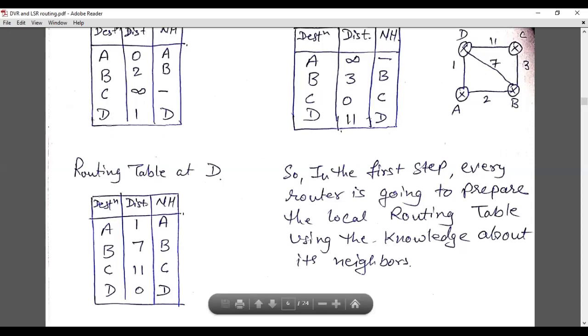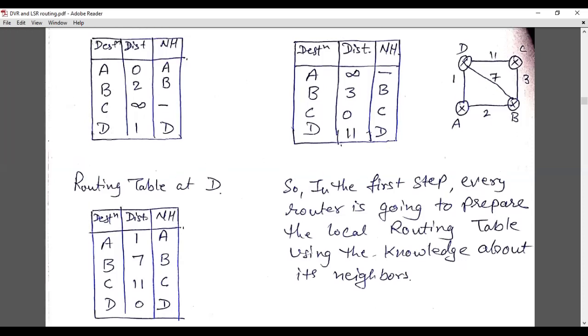And for example, C will send it to B as well as D, right? So C will send it to B as well as D. At B, it will take its distance vector and send it to C, A, and D, right? So like that, distance vectors are exchanged. So every node is going to get a distance vector from all its neighbors. For example, A is going to get distance vector from D as well as B. C is going to get distance vector from D and B. So everyone will get distance vector from everyone. This is what I want to say.